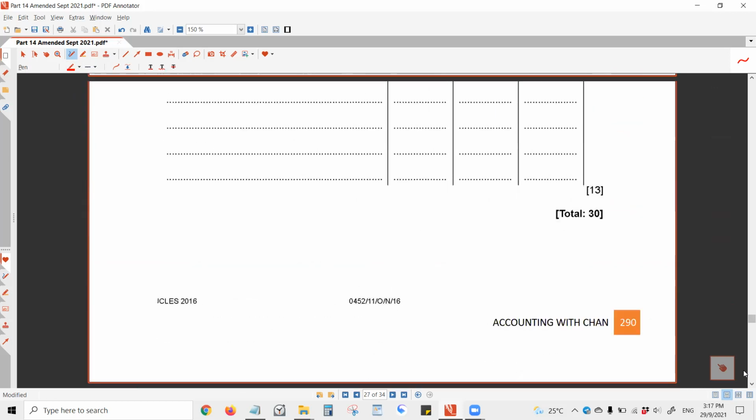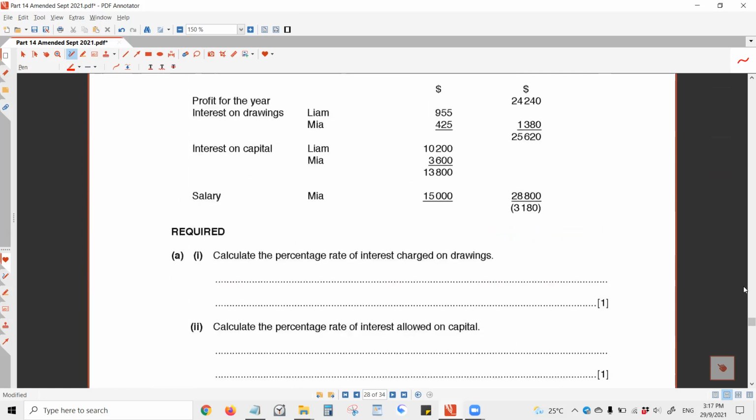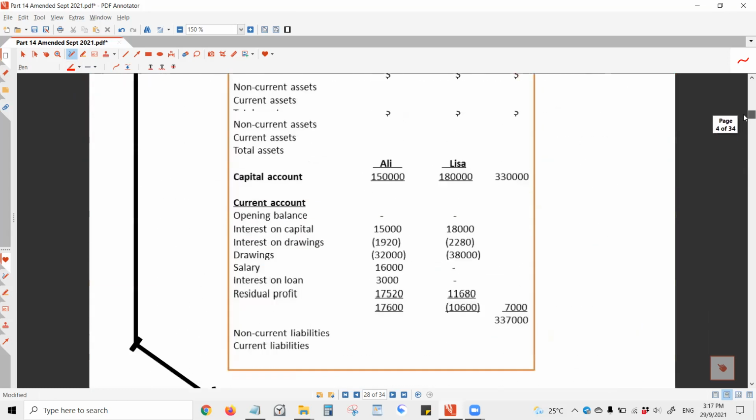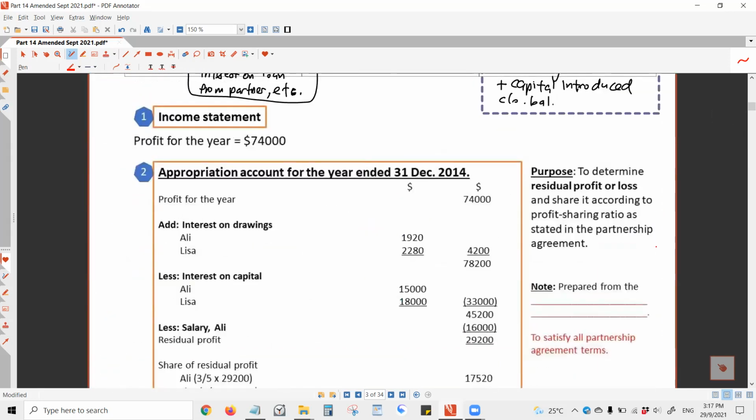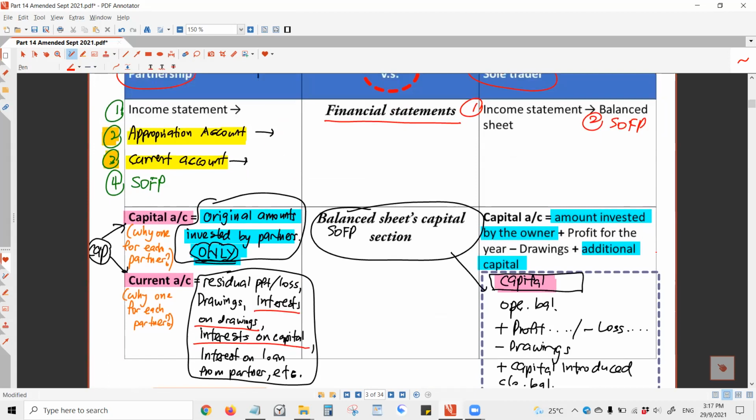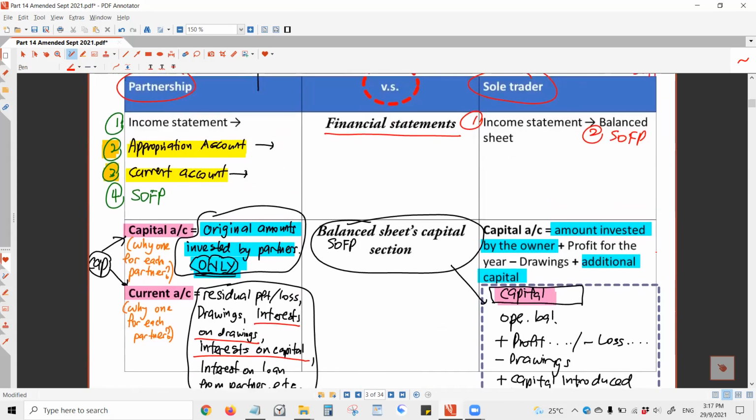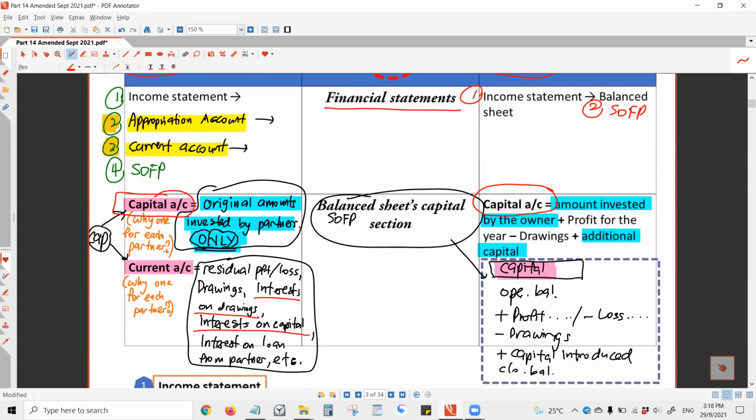Now let's get back to the notes. Capital account that you have in the sole trader, this is what you need to know, is split into two divisions for partnership. First division, we use the name capital, which contains only all the original amount invested. And it's not mixed up together with profit or anything else. It contains amount invested only. Current account contains all other things.